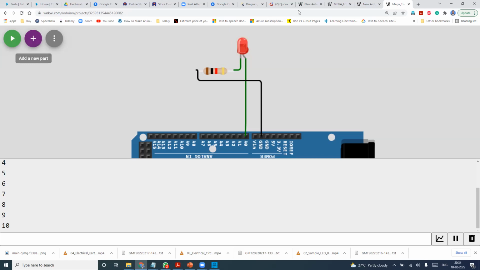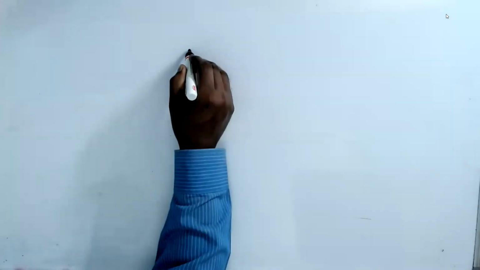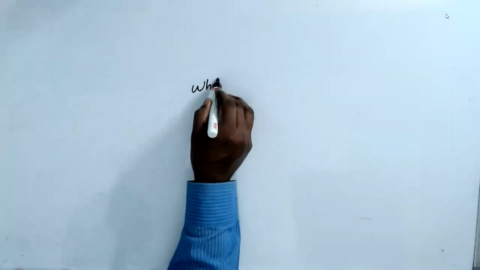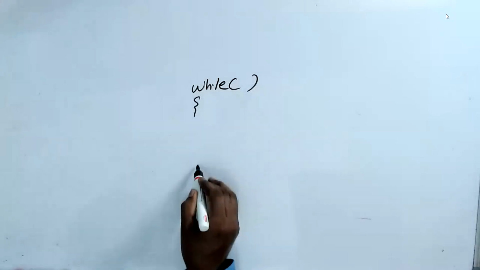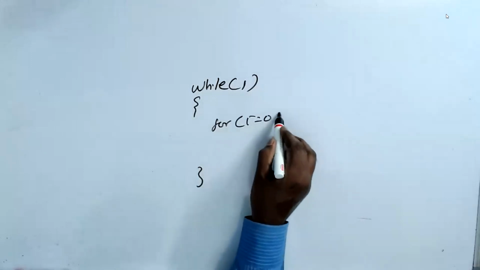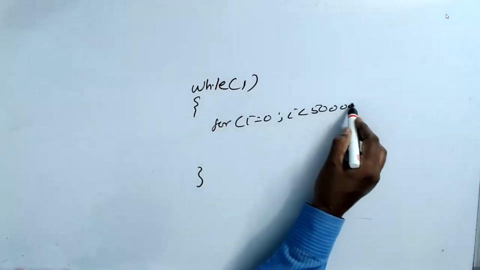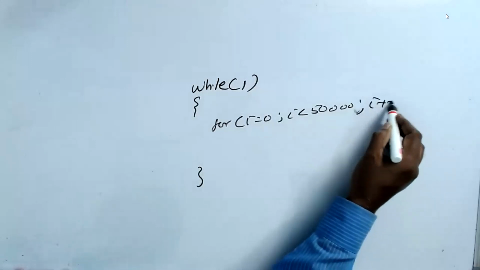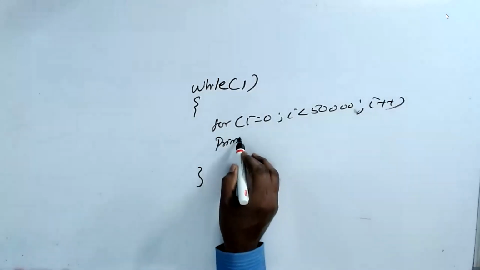Okay, let's go to the board. I'll explain to you how the hardware is calling a function. So what happened? I have a main function. I do a while loop, while 1. I give a small delay, for I equal to 0, I less than 50,000, I plus plus. I say Serial println.